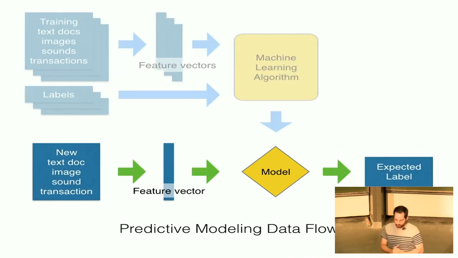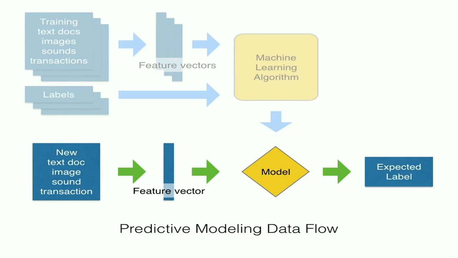And in the future, you can reuse that model. You can deploy it on a separate machine, for instance, and accept new data. You need to extract features the same way that you did for the training set, and pass that feature vector to the model, and the model will predict the expected label, and sometimes it can also predict some confidence level.